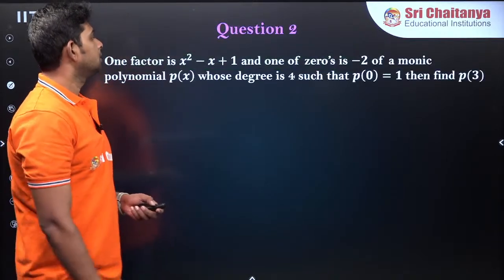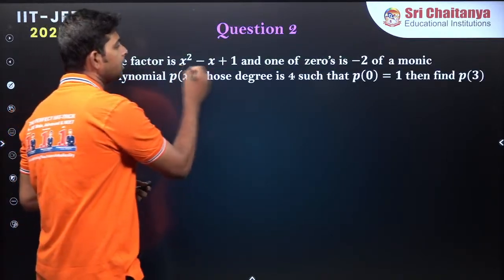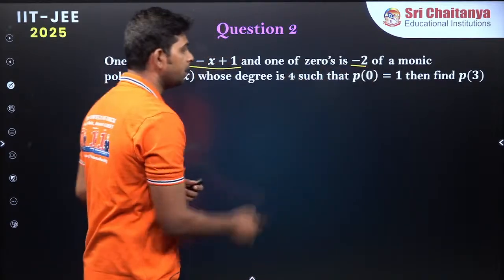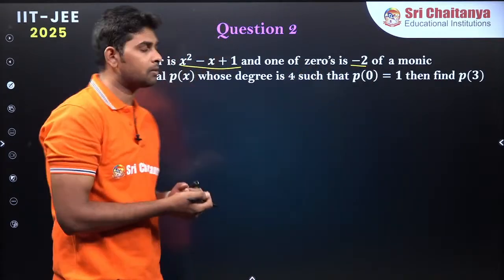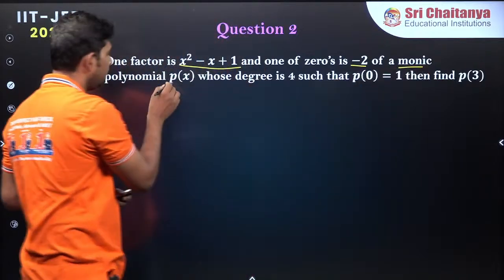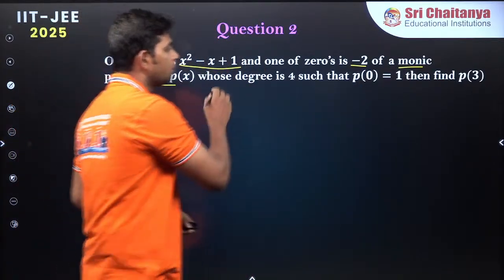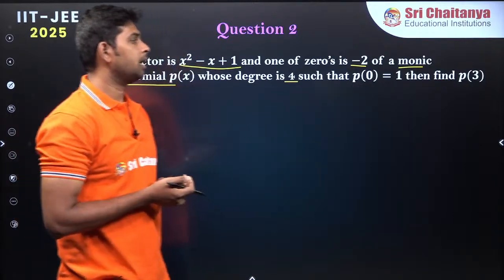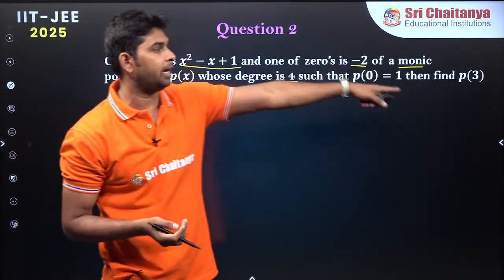Now you can see one factor is given, x square minus x plus 1, and they have given one more, 0. 0 means that we can consider it as a root of the polynomial equation also. And they are saying it is a monic polynomial, I'll let you know what a monic polynomial is, whose degree is 4. One more condition is there, P of 0 is equal to 1, and we need to find P of 3.